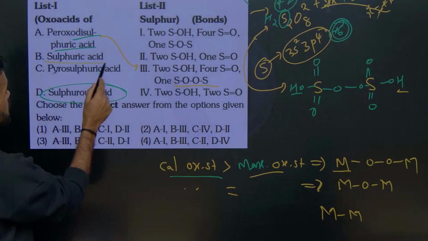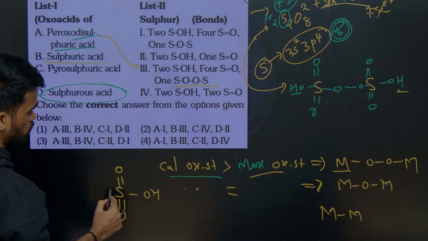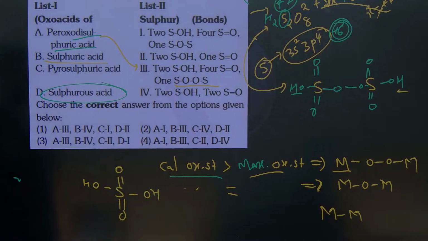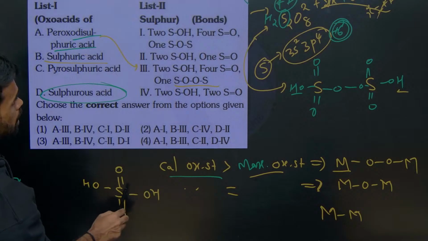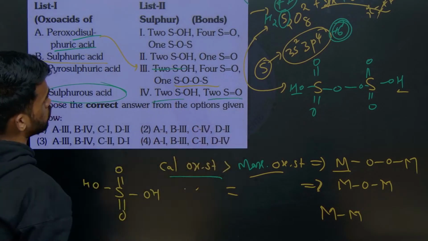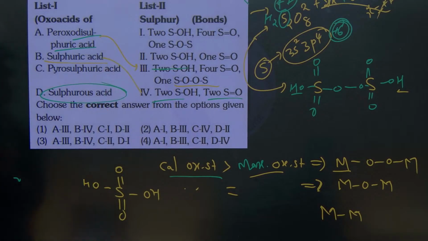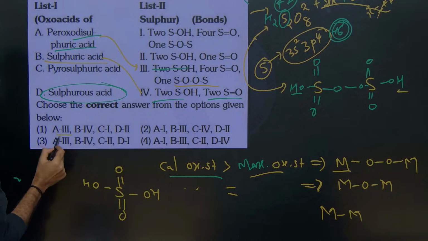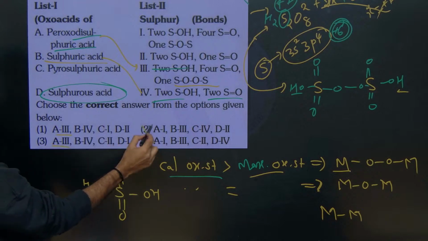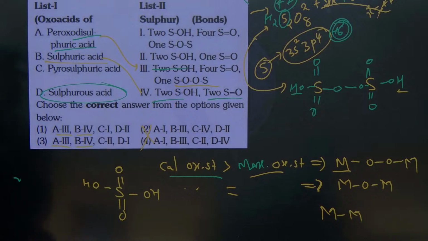Sulfuric acid, we know, you can write like this, OH, OH. So 2 OH and 2 SO. So I can go with B4. So with this, let us find A3. Done. This you can remove, and B4.